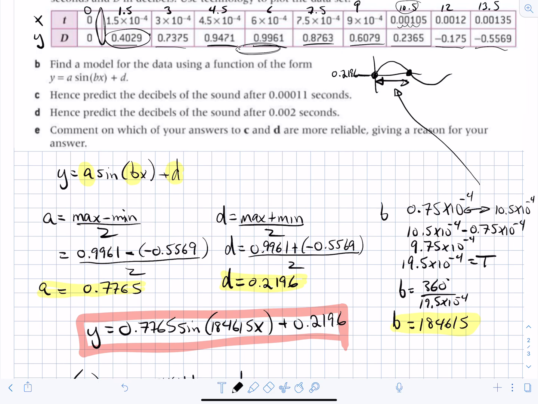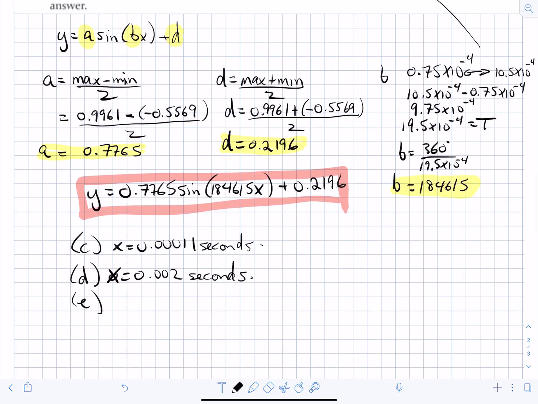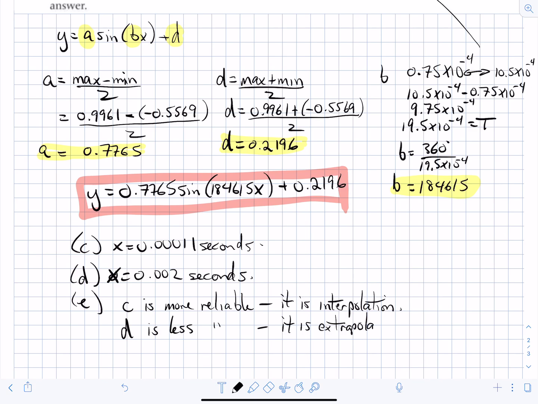Give you a moment to think about that. But C is more reliable because it is interpolation, because it's within your data set. Whereas D is less reliable because it is a case of extrapolation. If you remember that. If not, look it up.